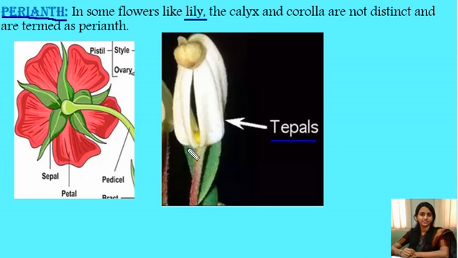So what is perianth then? The undifferentiated calyx and corolla is known as what? Perianth.